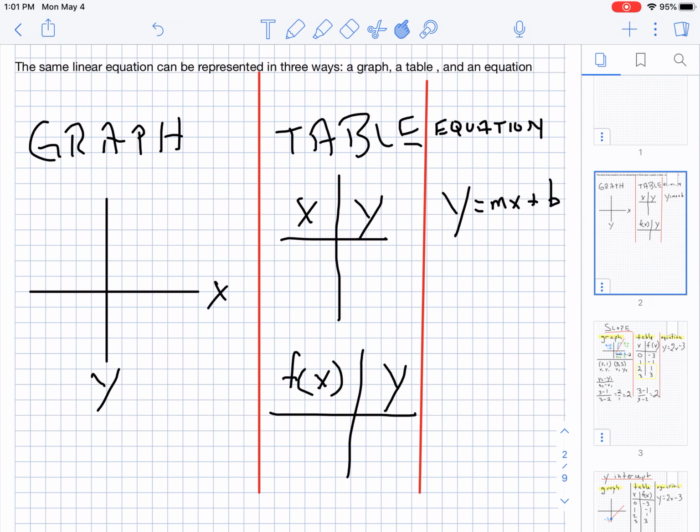As a review, the same linear equation can be represented in three ways: a graph, a table, and an equation. As you know, the graph has an XY axis. A table can be XY values, or as you've learned, they can be functions with Y values, and the equation is in the form y equals mx plus b.